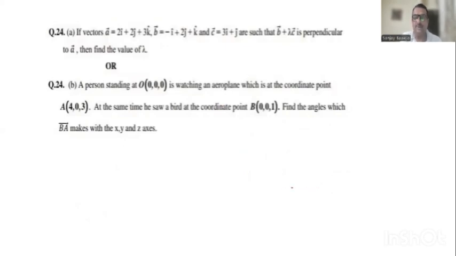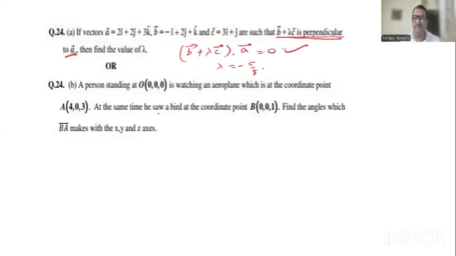Then we move to question number 24. Vector A is given to you, vector B is given to you, vector C is given, and it is given that B plus lambda C is perpendicular to vector A. So this is a simple question. Since B plus lambda C is perpendicular to vector A, that is the key point of the question. When two vectors are perpendicular to each other, their dot product is 0. So (B plus lambda C) dot A is equal to 0. Substitute the values in this equation, you will get the value of lambda, which comes out to be minus 5 by 8.